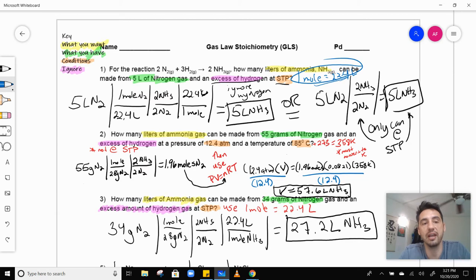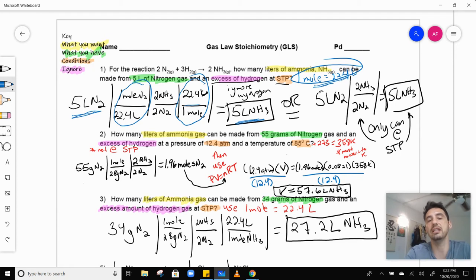Okay. So for example, here, if we start with 5 liters of N2 and we want to figure out how many liters of NH3 we make, basically we're going to go from liters of N2 to moles of N2 by using the relationship where 1 mole is 22.4 liters. Then we're going to use the molar ratio, NH3 over N2, and then finally go back to liters of gas.